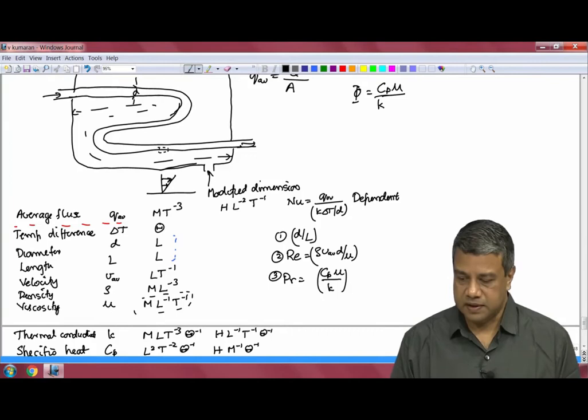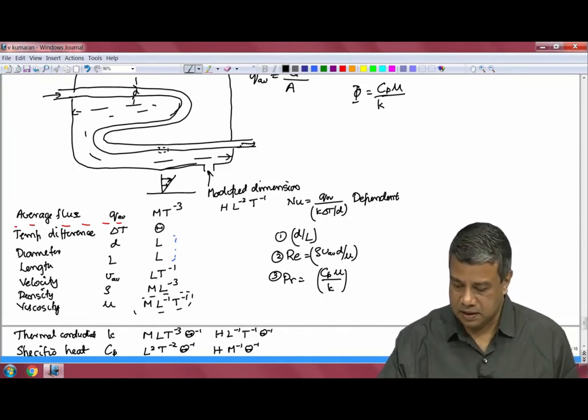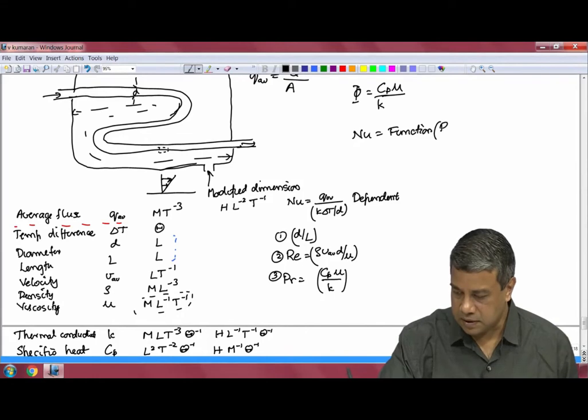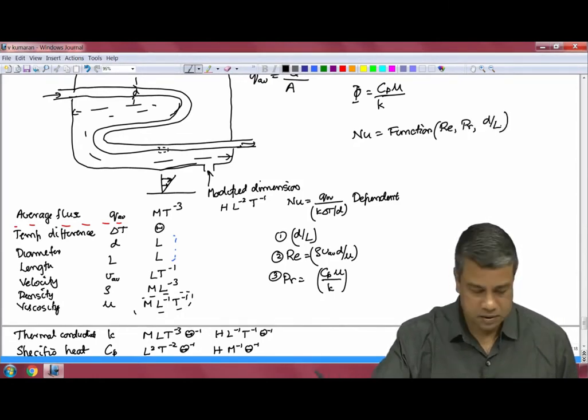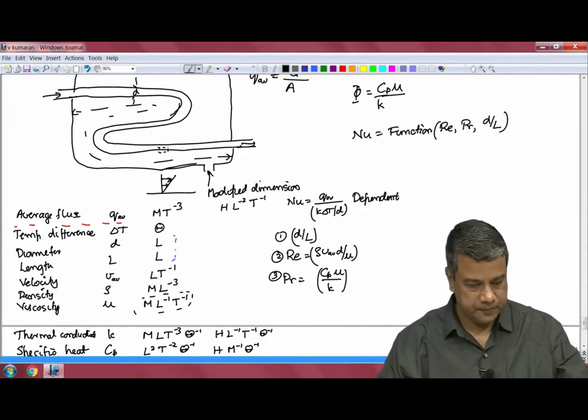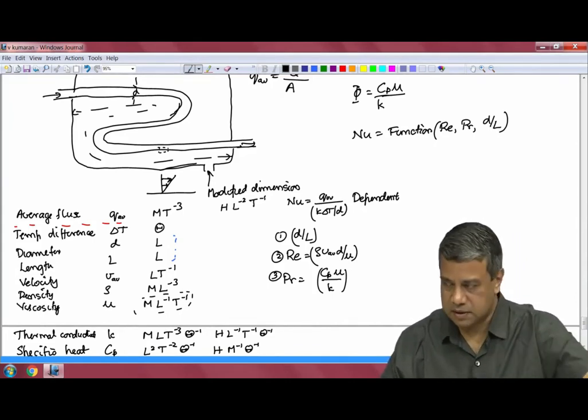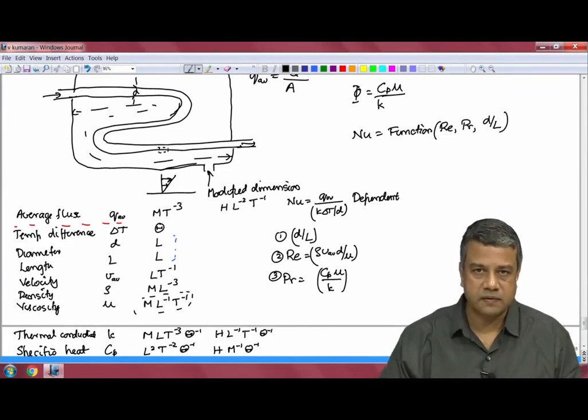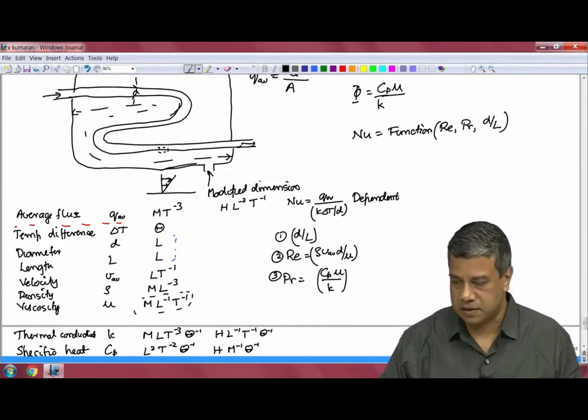Nevertheless, the correlation that I get now is that the Nusselt number is equal to some function of the Reynolds number, the Prandtl number, and this ratio of lengths, d by L. So, this is going to be the form of the correlation. The Nusselt number is any function of these parameters.